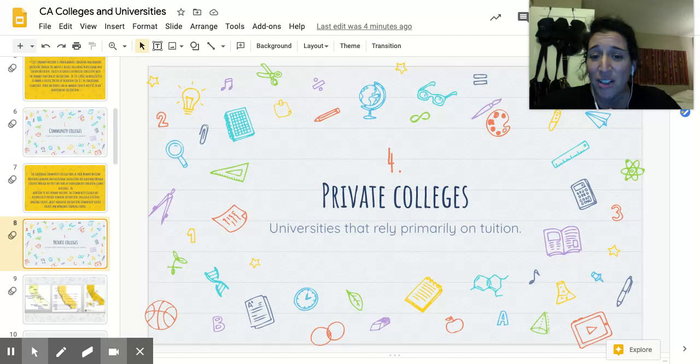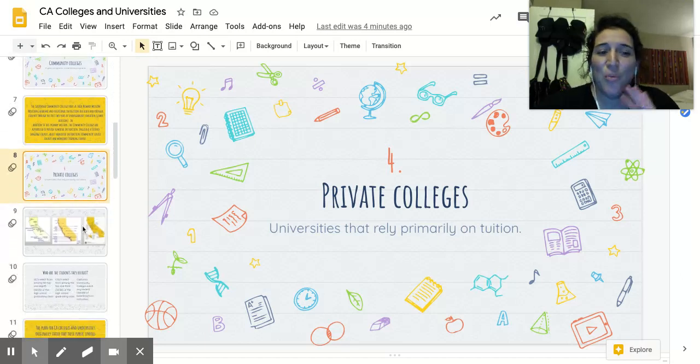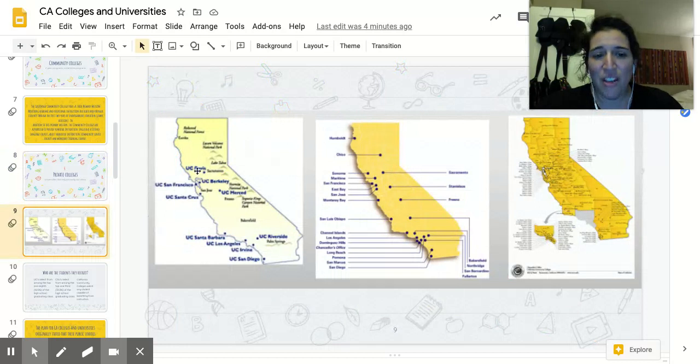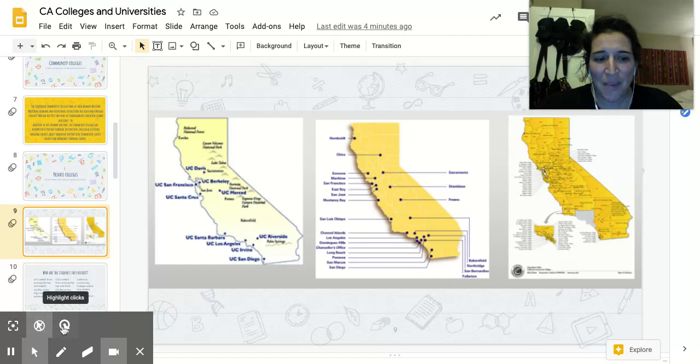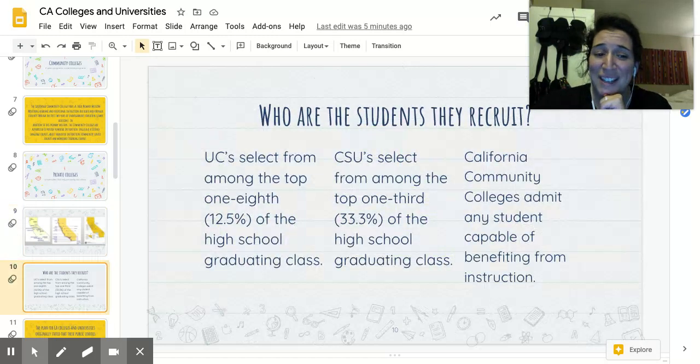Now, private colleges are not a part of the California public college system, but they exist in California and they rely primarily on tuition. What this presentation is going to focus on are the UCs, which you can see on the left-hand side over here. And in the middle are all of the Cal States. So I see Bakersfield, Channel Islands, LA, Dominguez Hills, right? Some of these ones that we've heard about. And then all the way on the right is the image of all of the community colleges in California, of which there are so many, you cannot read that fine print. So we're going to have to zoom in a little bit later.